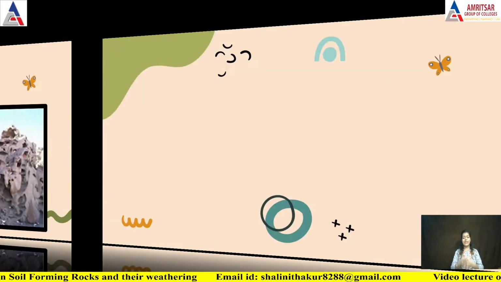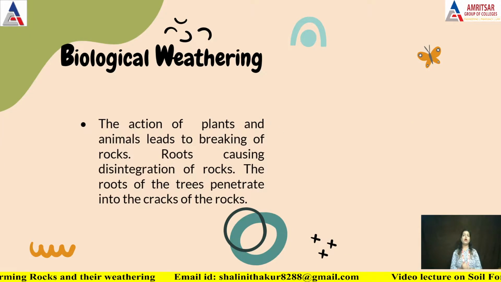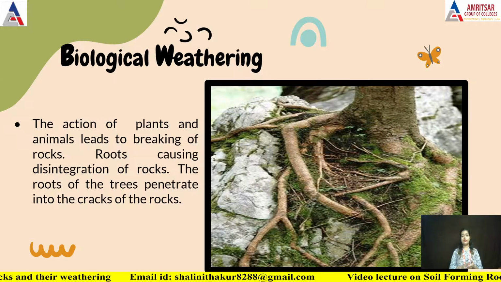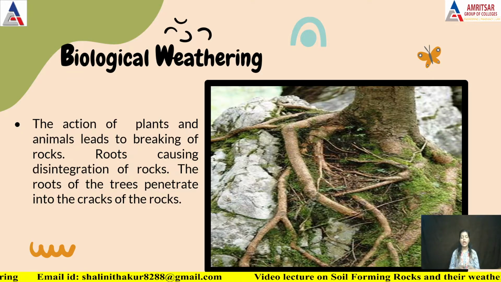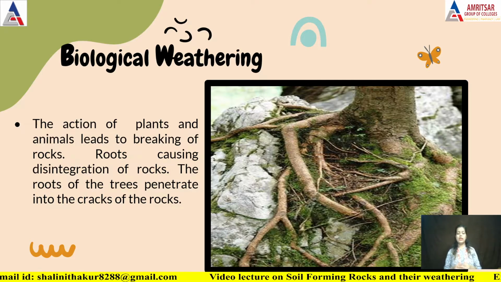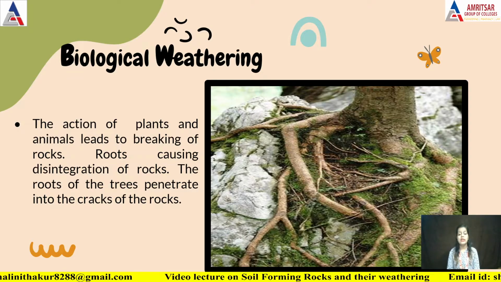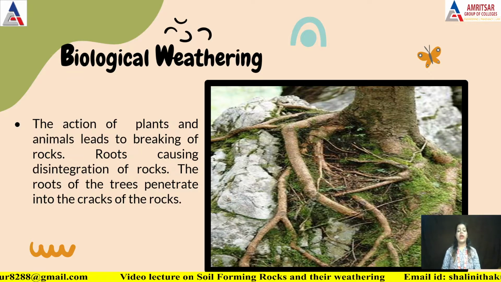Okay. Next is biological weathering. If I talk about biological weathering, the word biological indicates that it is based on biology, meaning it consists of plants and animals. With the help of plants and animals, the rocks crack, and there is a formation of sediments of the rocks. So basically the root causes disintegration of rocks. As you see in the picture, there is a plant and the roots are going deeper into it, resulting in cracking of rocks.